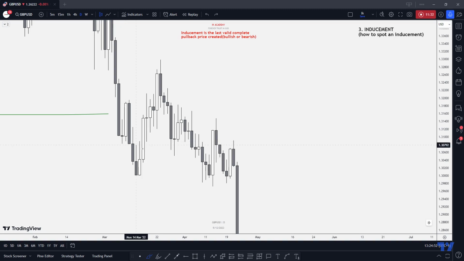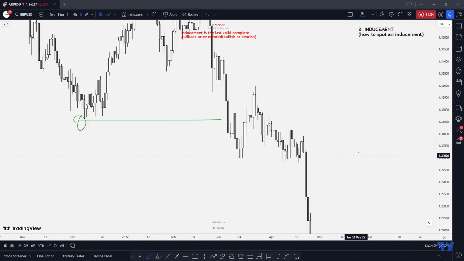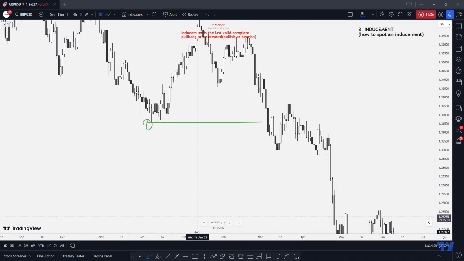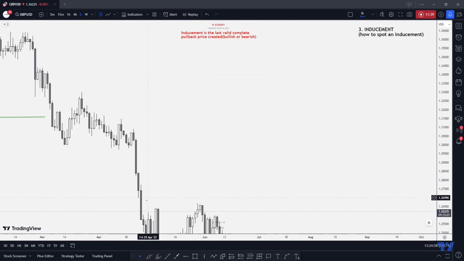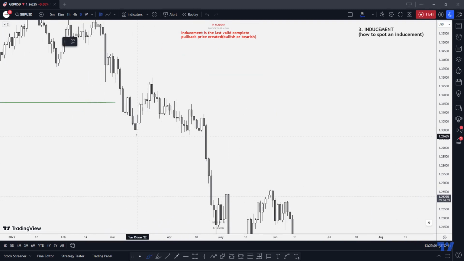You don't have to see 15 candles, and it's not about the color. Even if it's just one candle, that's a beautiful pullback. So we have a bit of structure here. I'll explain bit of structure in the next video.